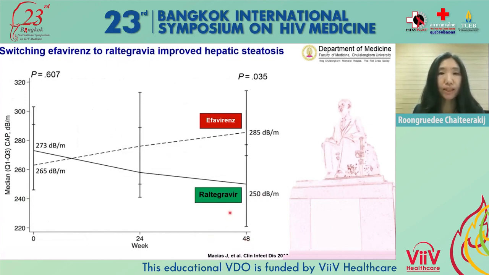After 48 weeks of the treatment, in the raltegravir group we can see that the steatosis decreased, while the efavirenz group had an increase of steatosis.